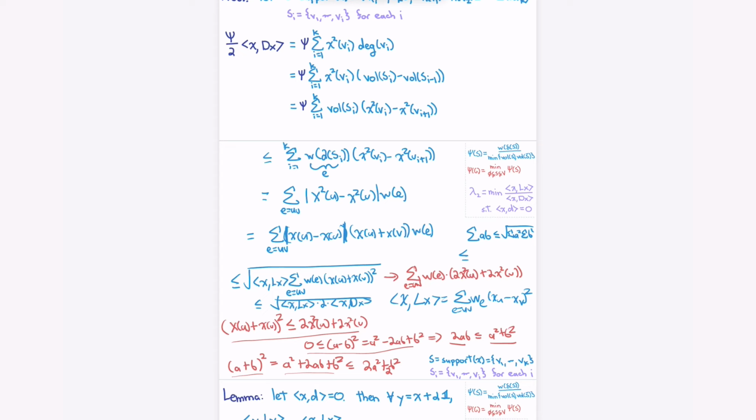Okay? So the square root entered, to be clear, when we applied Cauchy-Schwarz. So Cauchy-Schwarz is a pain. That's why we don't have a strong enough bound, but it's the best we're going to get.